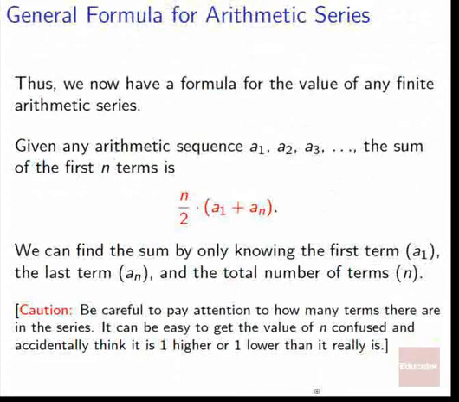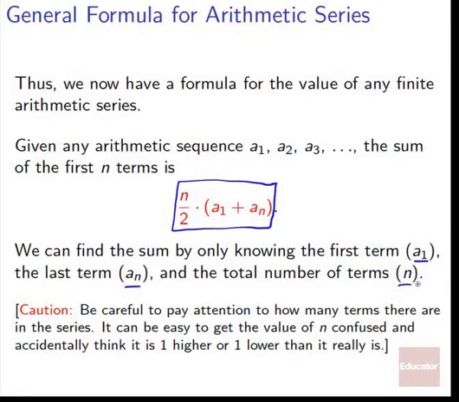Great! Thus, we now have a formula for the value of any finite arithmetic series. Given any arithmetic sequence, A1, A2, A3, and so on, the sum of the first n terms is n over 2 times (A1 plus An). This works for any finite arithmetic sequence, starting at the first term, working up to the nth term. So we can find the sum by only knowing the first term A1, the last term An, and the total number of terms n. That's all we need, and we can just easily find out the value of a finite arithmetic series. Pretty great.